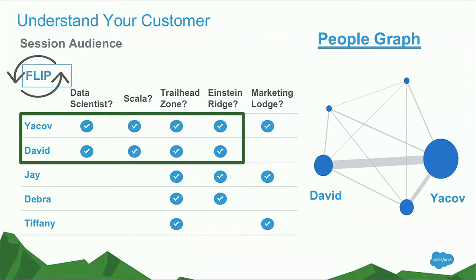Now, this is an interesting data visualization and analysis to find similar people, but what we really want to find are the most similar attributes about our audience. So what do we need to do? We need to flip the graph.